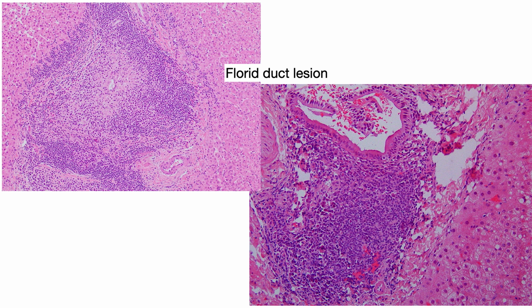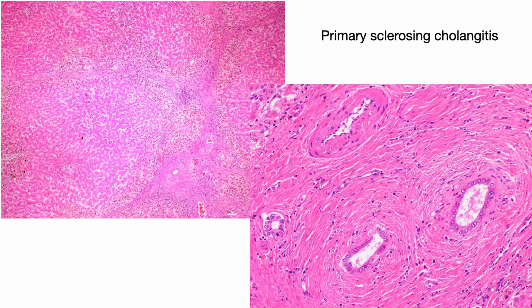So this is primary biliary cholangitis. This is the florid duct lesion. You can see basically the pronounced inflammation of the portal tracts, and then you can see slightly, almost semi-granulomatous, not quite, but kind of like granulomatous. This is primary sclerosing cholangitis. At the bottom right is kind of the classic appearance. So you see the bile ducts with this kind of concentric fibrosis around it.